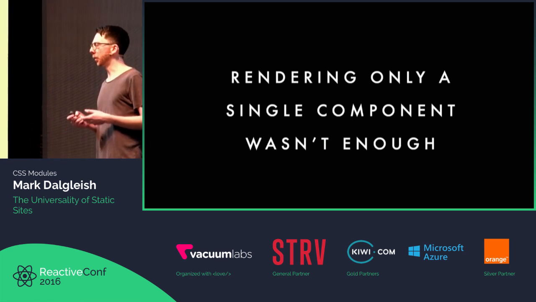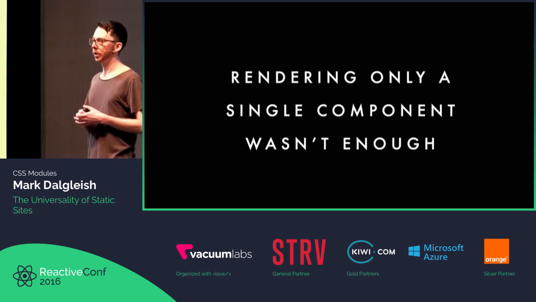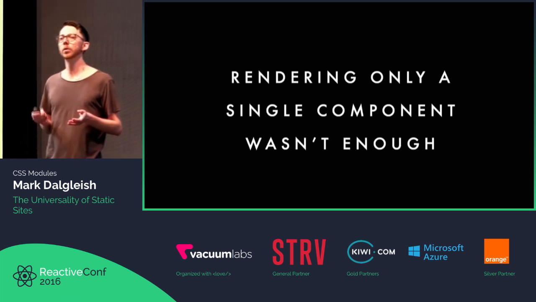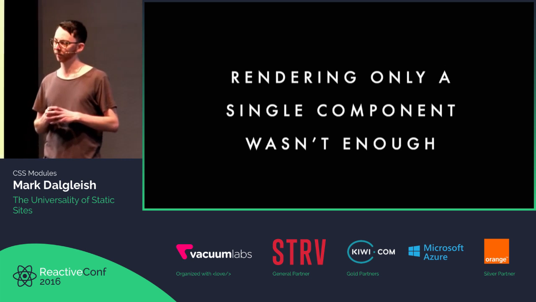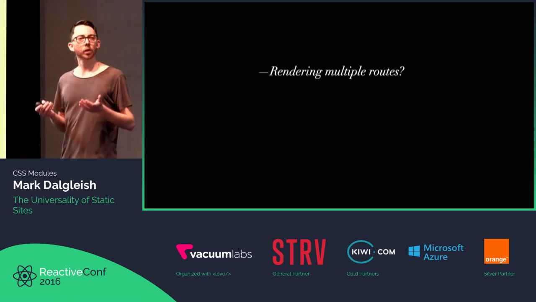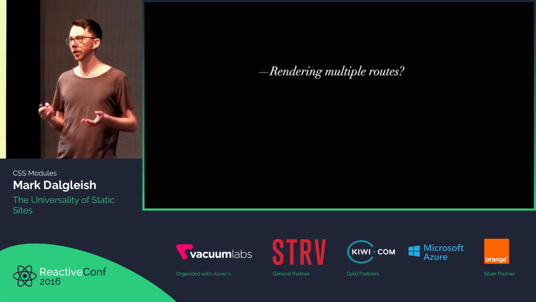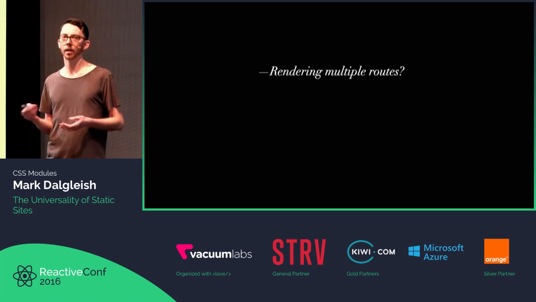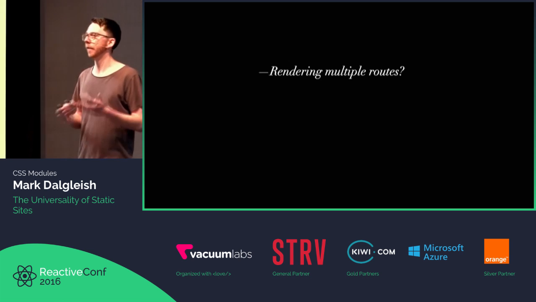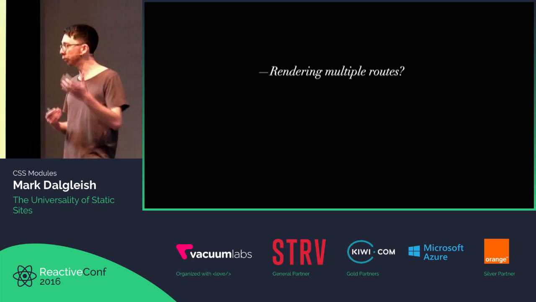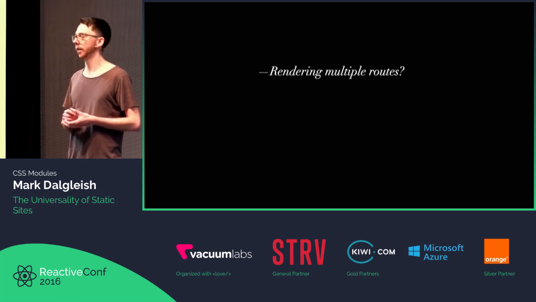But what we found, of course, is that this experiment only scratched the surface. Rendering only a single component just wasn't enough. What if we wanted to render multiple routes? It's very, very common for us, even on GitHub pages, to want to have multi-page websites, but acting as a single-page app and navigating between routes and showing what a real React application looks like.